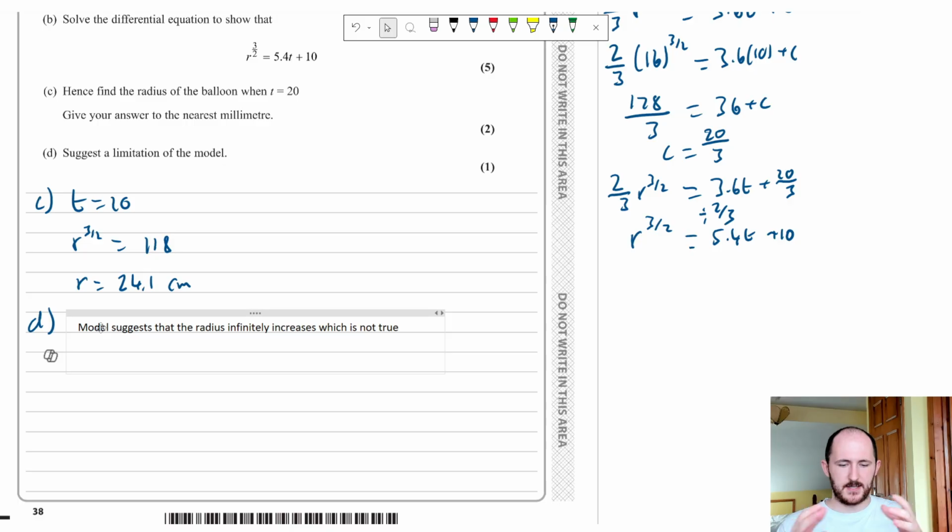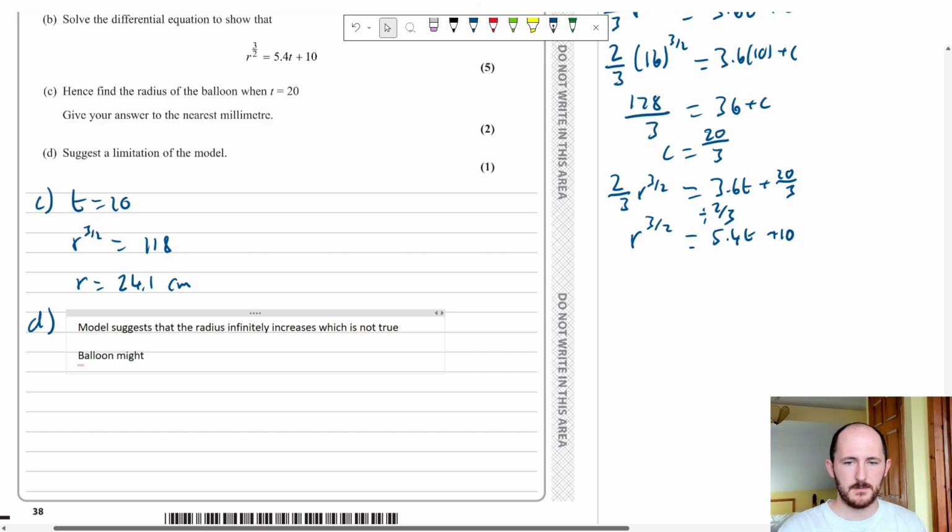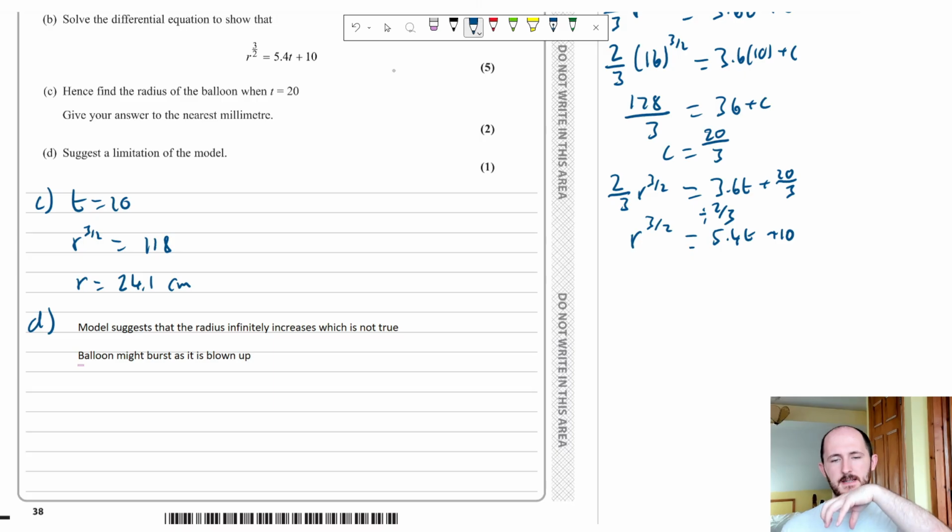You know, it suggests that it grows indefinitely and covers it when there might be a limiting factor. So you can talk about, in this case, the balloon might burst as it is blown up, something along those lines. But again, you can either apply something to the situation specifically, or you can just talk about the maths behind it.